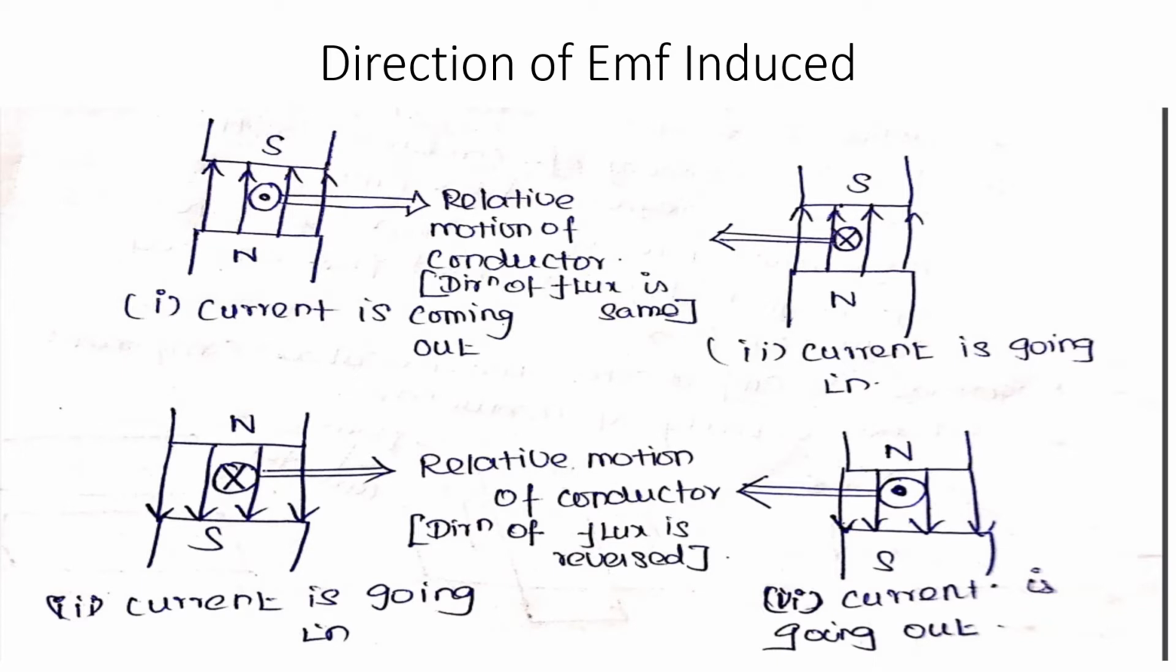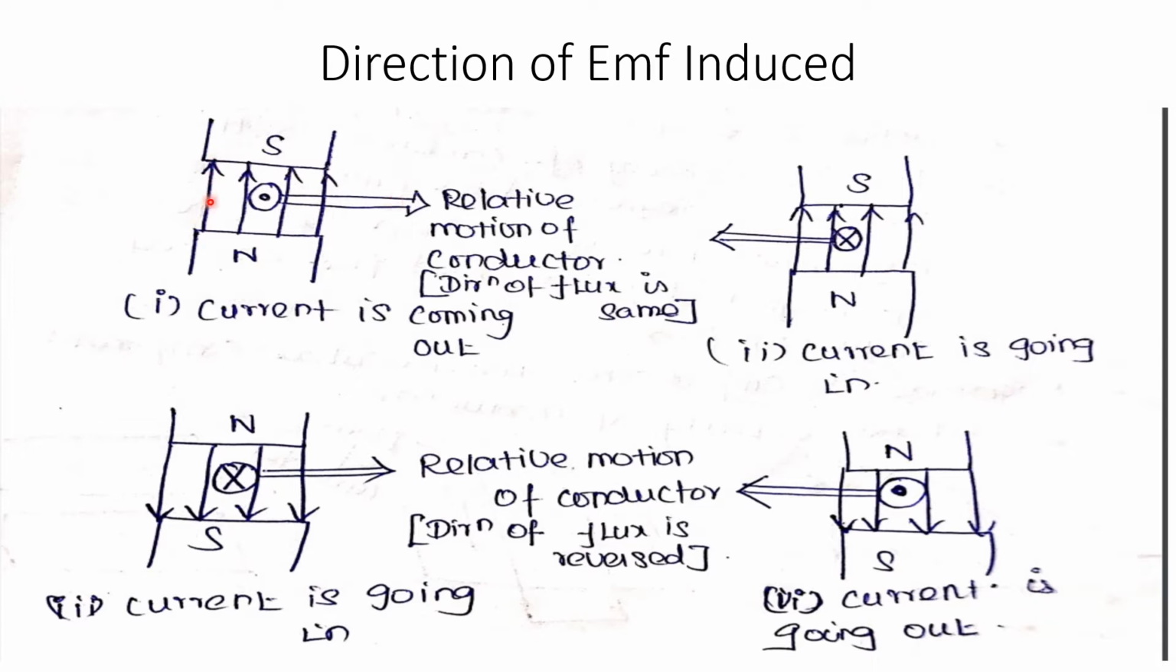So the direction of EMF induced. Here we have four cases. In the first case we have a pole, that is, the north pole and south pole of the magnet. Always we know the magnetic flux goes from the north pole to the south pole. Here the circle represents the conductor. This arrow mark represents the relative motion of the conductor. In this direction the conductor moves.